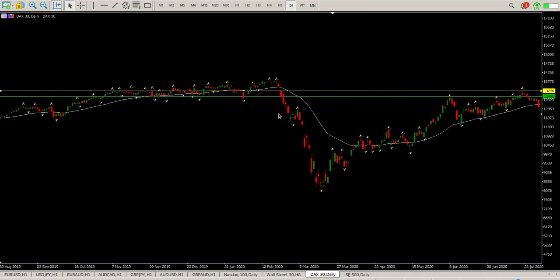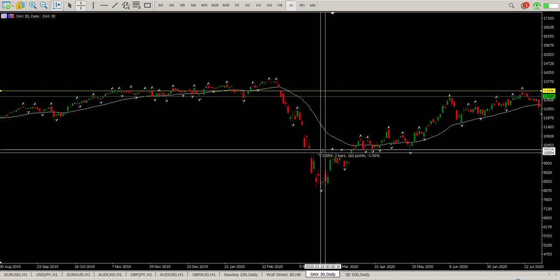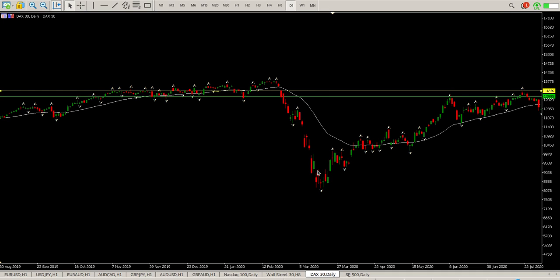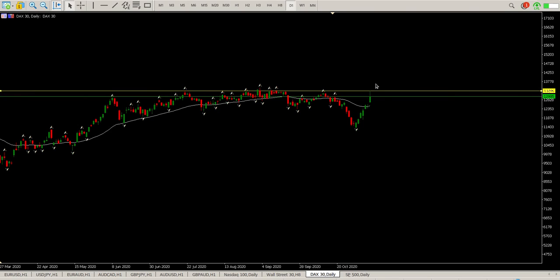Pretty much similar to what we had during the fall. We had these big 5, 7, 10%. I think we did have a 10% day on the DAX, didn't we? I think it was this one here. Yeah, 11, 12% day to the downside. And now we're having similar kind of volatility to the upside.